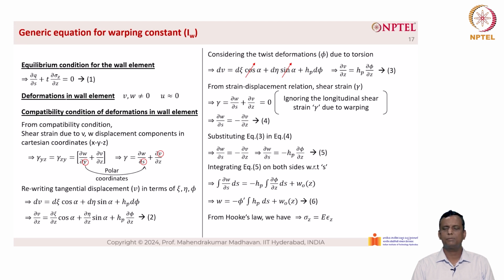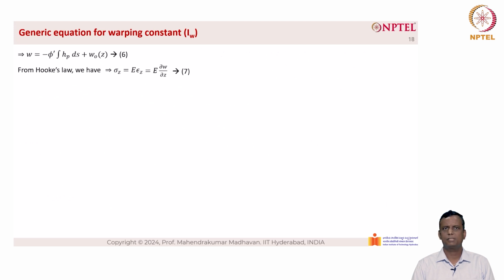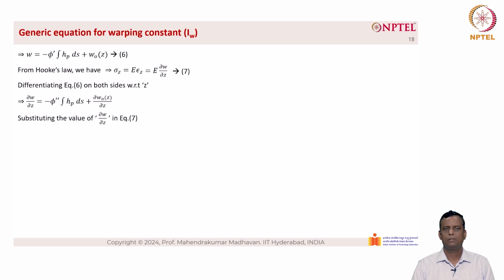Now from Hooke's law, we have sigma z equal to Young's modulus into epsilon z. So that is equal to E into dou w by dou z, which becomes equation 7. Now we can differentiate equation 6 with respect to z. We have dou w by dou z equal to minus phi double dash into integral of hp into ds plus dou w naught of z by dou z. So substituting dou w by dou z in equation 7, we get sigma z equal to E into dou w by dou z, which is equal to E into minus phi double dash integral of hp into ds plus dou w naught of z by dou z, which becomes equation 8.